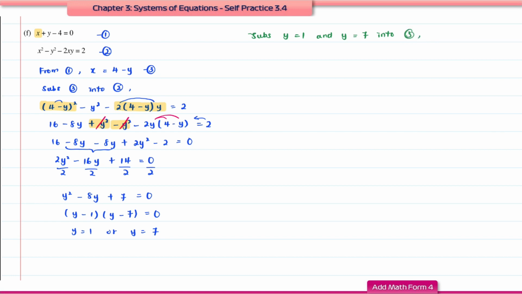into equation number 3. So you're going to get x equal to 4 minus 1 for the first one, or x is equal to 4 minus 7. So here you're going to get x equal to 3. Here x is equal to negative 3. So the answer for question F will be when x is equal to 3, y is equal to 1. And another pair of answers is when x is equal to negative 3, y is equal to 7.